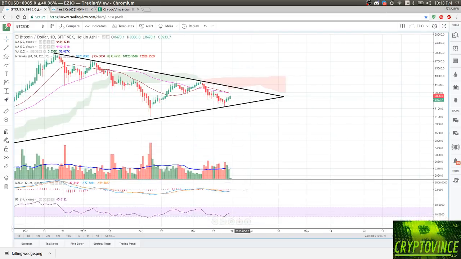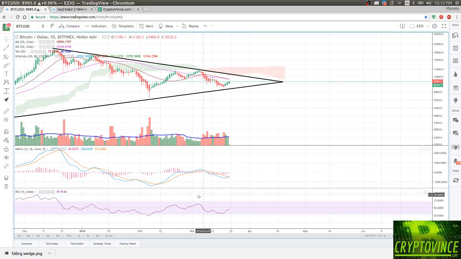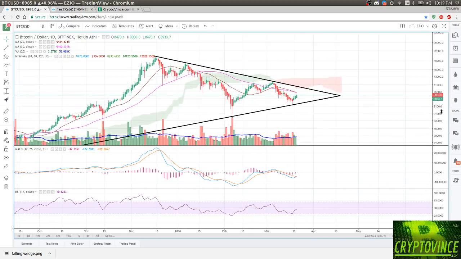RSI is pointing up. I don't see any particular divergence at this level. As you can see, the MACD follows the trend pretty much. Now, I posted a few pictures today about divergences, and when MACD and RSI move opposite to the trend, that's when we can start to see some divergence.